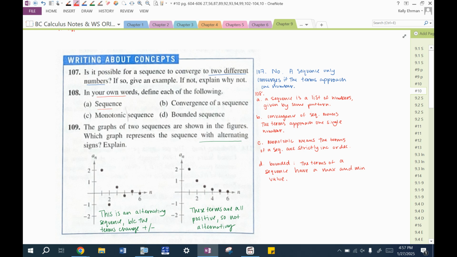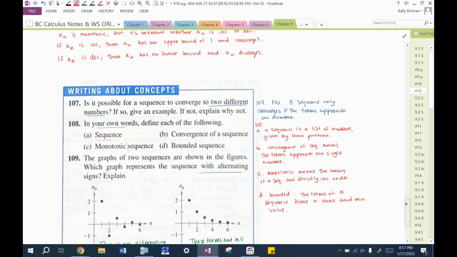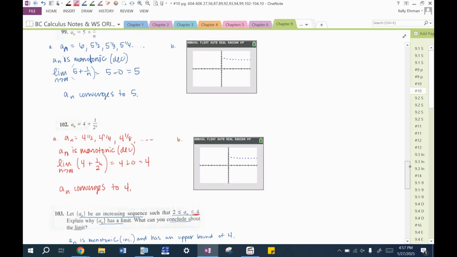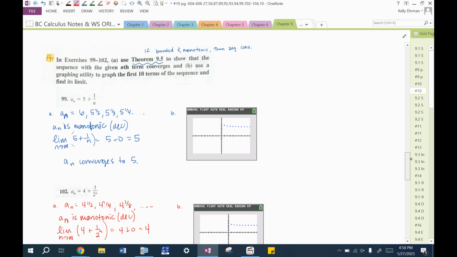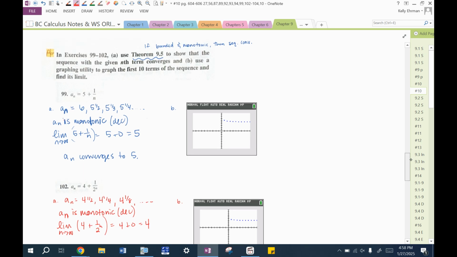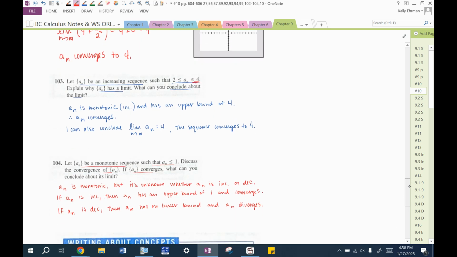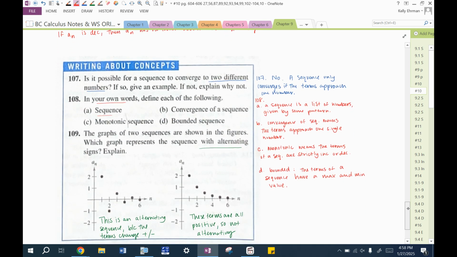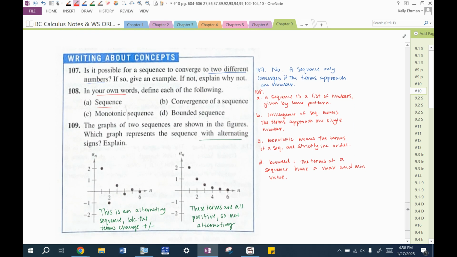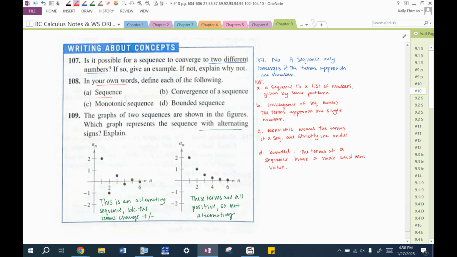108, in your own words, define each of the following. So, what is a sequence? When we list out a sequence, it's really just a list or a string of numbers, right? Like just list these numbers out. It doesn't say to add them or subtract them, it's just, here's a list of numbers. So I said a sequence is a list of numbers given by some sort of pattern. What is convergence of a sequence? Kind of what I said in 107. The terms are approaching one single number if a sequence converges.